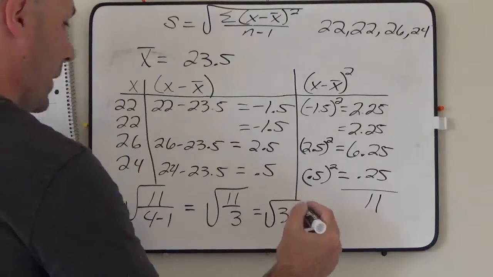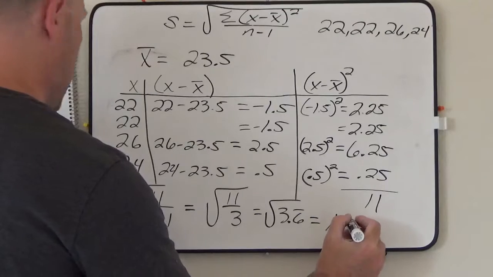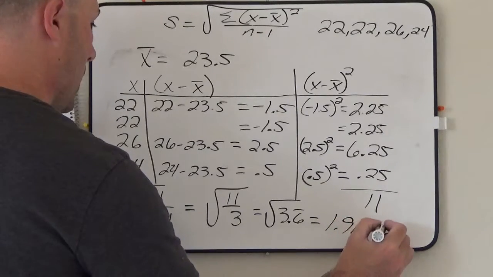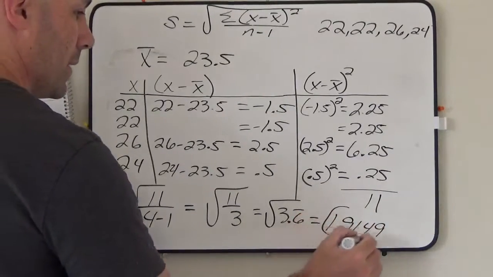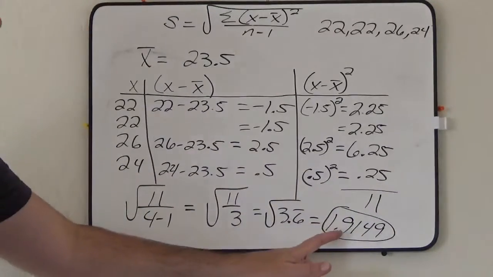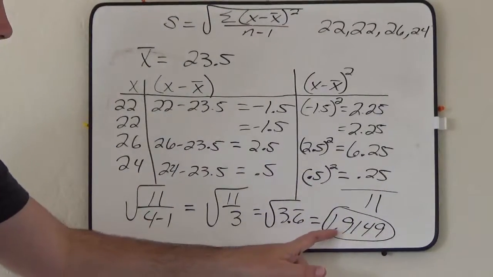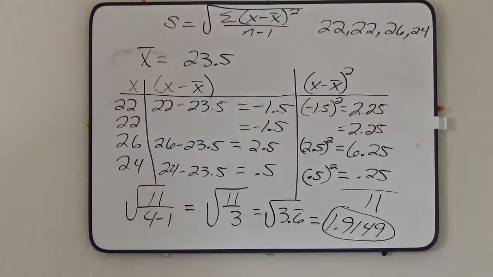And this is 1.9149 rounded. Last number rounded. We're always going 4 places behind the decimal, or 4 numbers behind the decimal place. That's your standard deviation. Each deviation away from the mean is 1.9 deviations away. Okay? Alright. So, the way you'll do this on a calculator is, you can do it on a calculator.